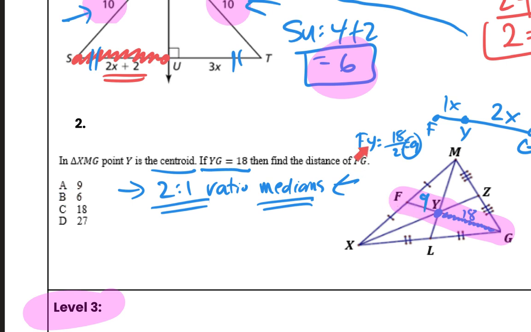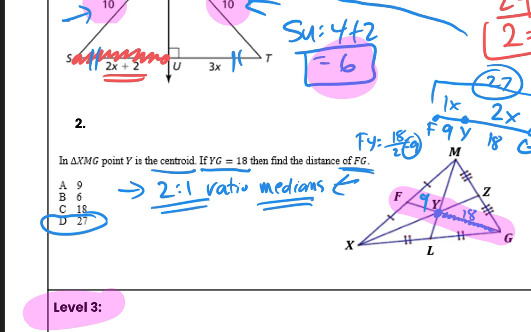So that's the wrong answer, because FY is 9. They want the answer for FG. So FG is from here all the way to here. So what would we say? FG is going to be 9 plus 18, so the whole thing is 27. So that's why our answer is D, 27.